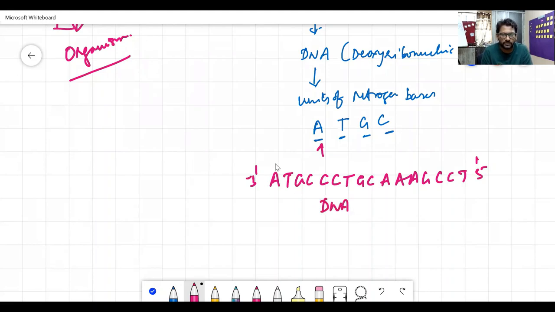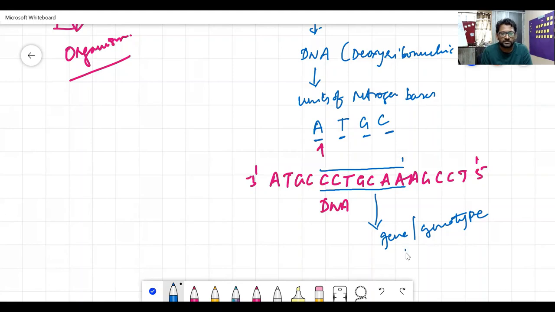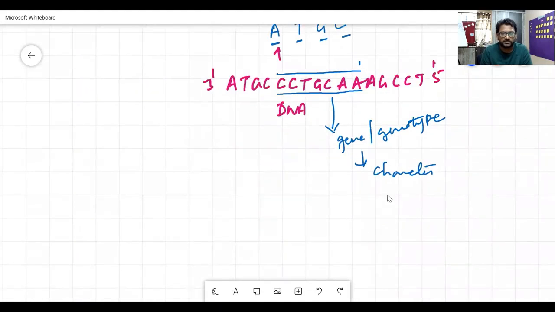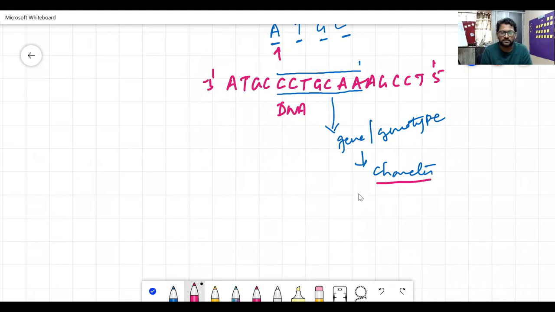This will be repeated and forms DNA. For example, if you take this as a complete DNA, a stretch of these nucleotides we may call a gene or genotype. This gene expresses as a physical character like hair color, eye color, skin color, height, whatever characters we are displaying. And that is called phenotype.